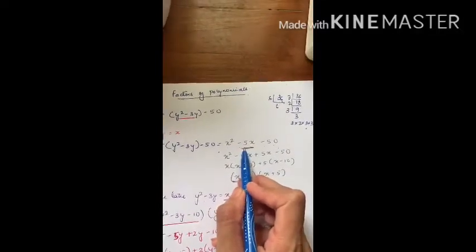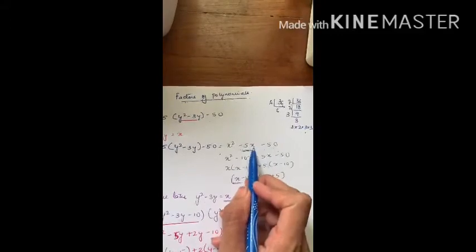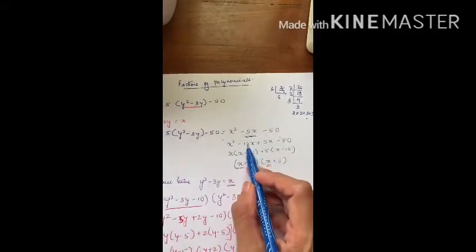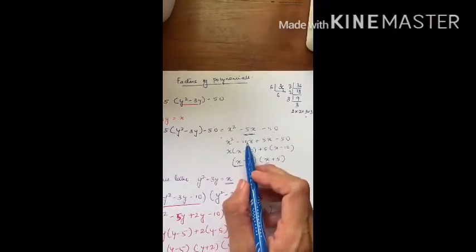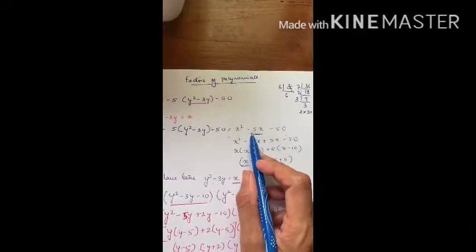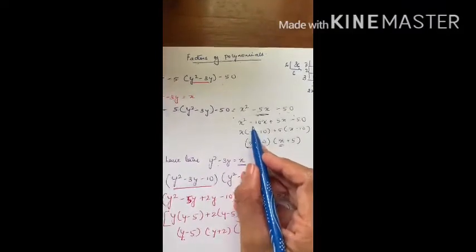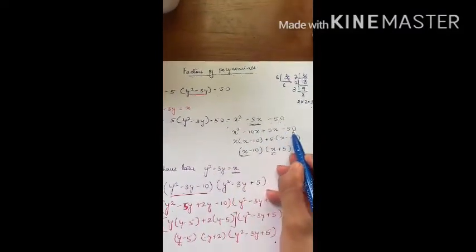So when I multiply, I should get 50, and when I subtract, I should get 5. So for x square, if I multiply 10 and 5, I get 50, that is minus 50. And if I subtract minus 10 from plus 5, I get minus 5. You always write the bigger number's sign. So you get x square minus 10x plus 5x minus 50.